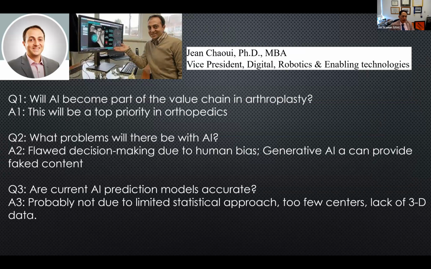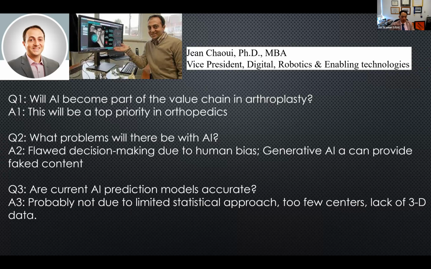And when I asked him simple questions here, this is not ChatGPT answering, will AI become part of the value chain in arthroplasty? Will it help us as arthroplasty surgeons, be you hip surgeons, shoulder surgeons, whatever? That's a top priority for industry, at least this particular industry. What problems will there be with AI? Well, of course, we already commented, flawed decision-making and human bias incorporated into the algorithms. It can provide fake content. Well, we don't want to make decisions on patient care based on fake content.